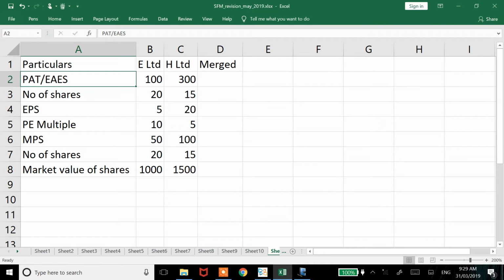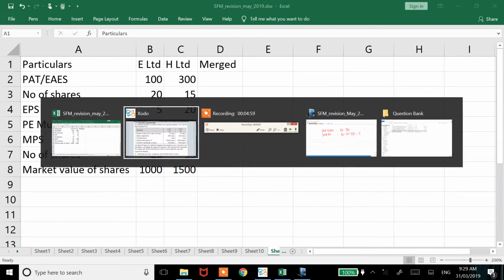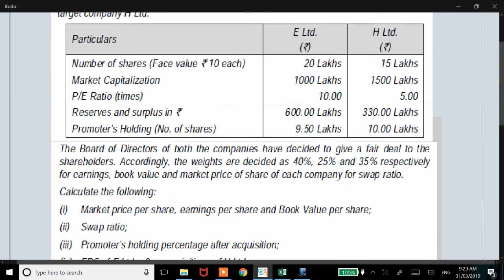Base data captured for two entities, E Limited and H Limited. They will either be a function of division or multiplication. The format will take you to the answer. There's nothing much to learn there. Now let's look at the question. Calculate the following: market price per share done, earnings per share also done, and book value per share. So the extra part which is asked is book value per share.